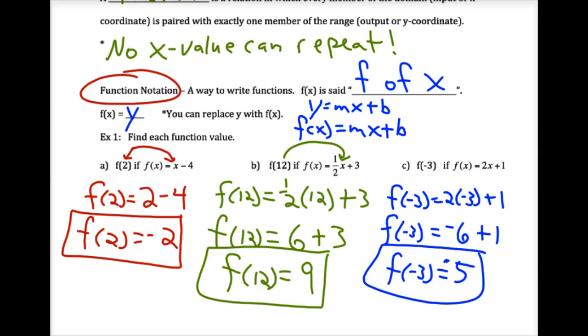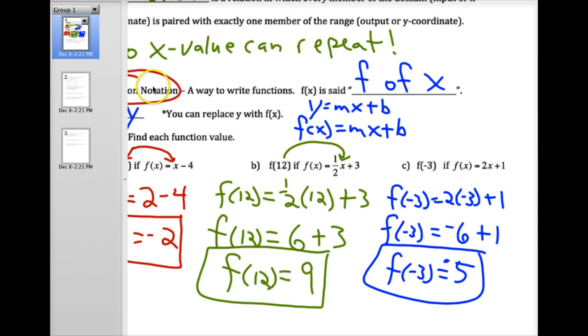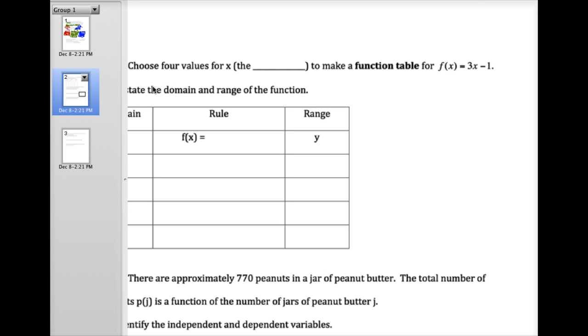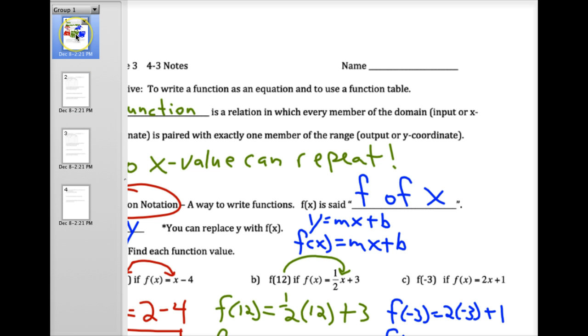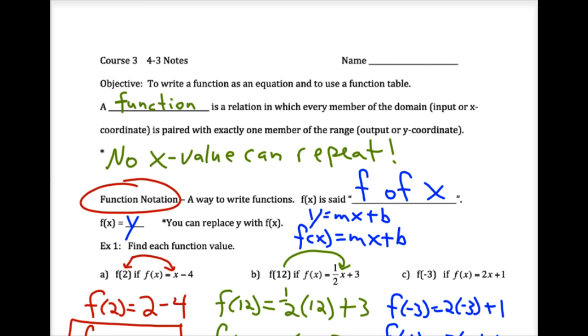All right, jump to the next page. It does get a little more difficult. Oh, we gotta fill in that bottom part. We're gonna be adding domain and range.